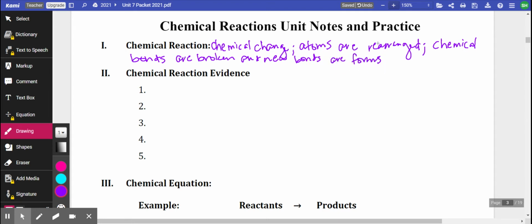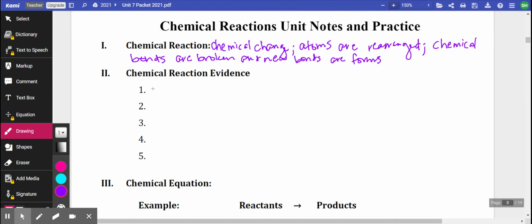So you're ending with the same materials that you began with, all the same types and numbers of atoms. They're just in a different form. They might be in a different compound, or they might be individual elements that started out as part of a compound. So let's review what the evidence is that a chemical reaction is happening.